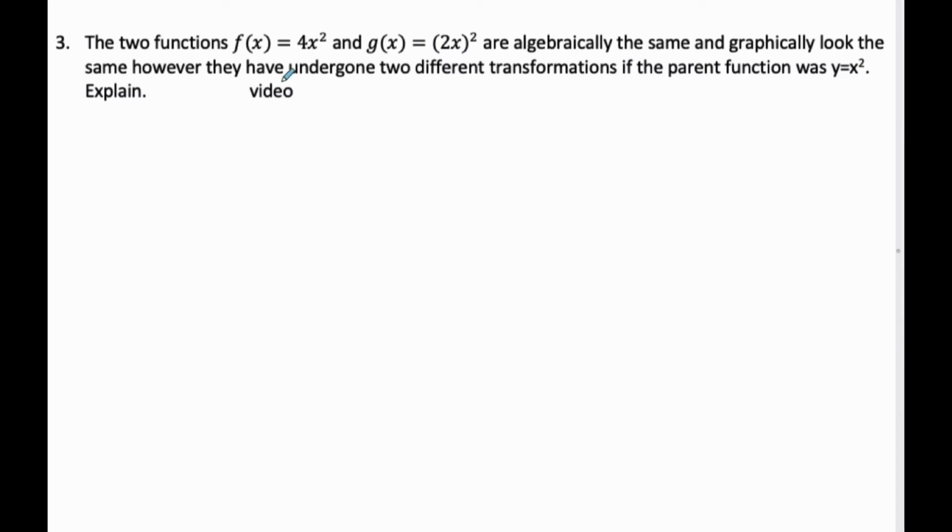Okay, so in this problem we have two functions, f of x and g of x. And we know that algebraically they're the same, because if I take the 2x squared and apply the squared, it's 2 squared x squared, which we know is 4x squared. So algebraically, these are the same. And graphically, when it's all said and done, the graphs are also the same.